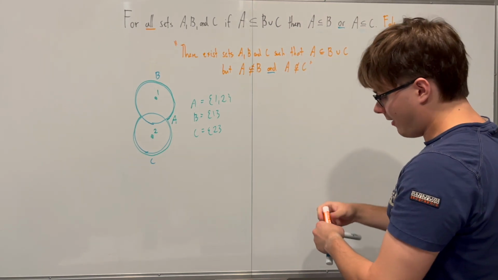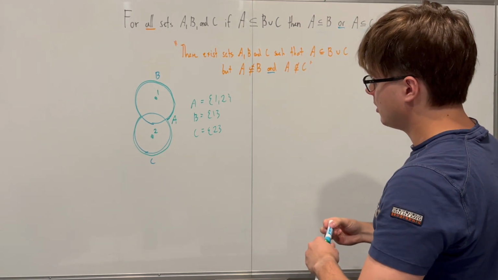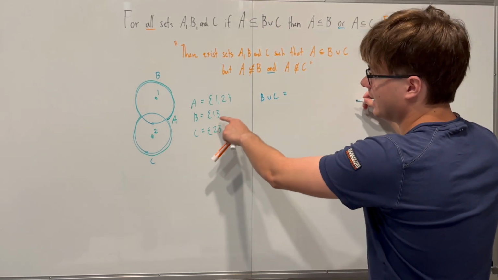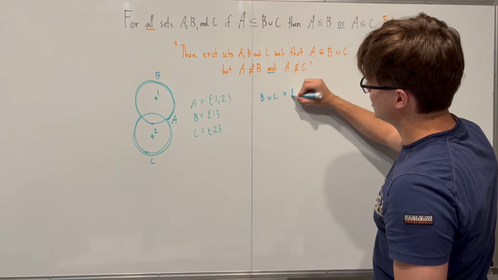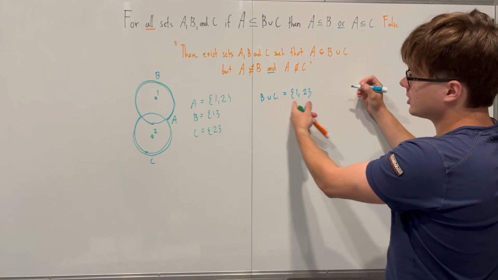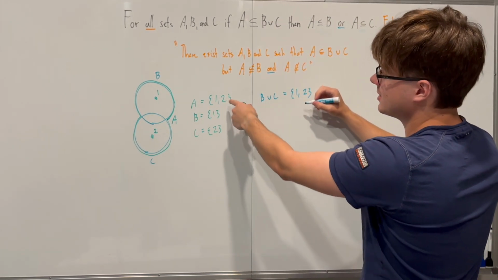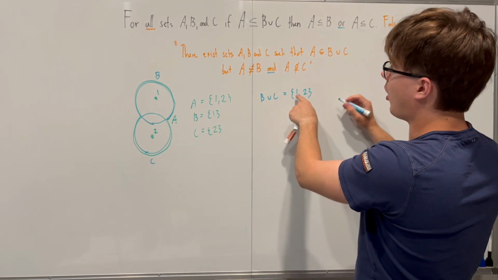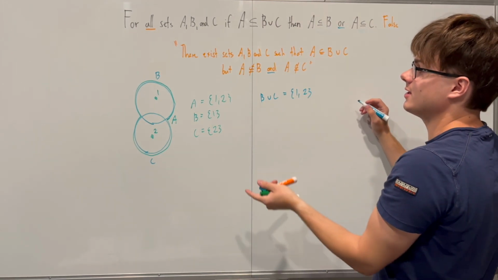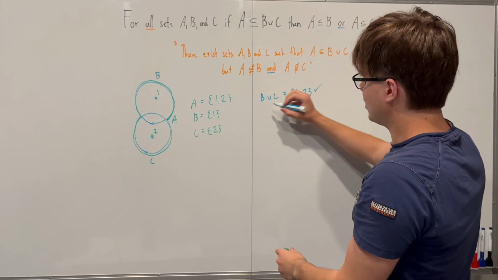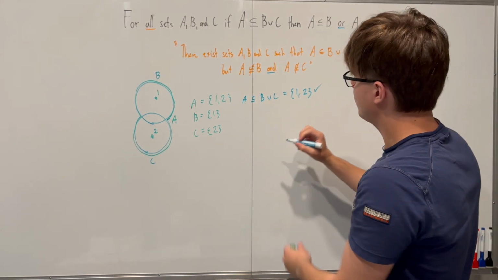Okay, well, obviously the union between B and C is going to be every element in B and every element in C, which is going to be 1 and 2, which is clearly going to be, A is going to be a subset of this, because every element in A, 1 and 2, is also going to be in this set, 1 and 2. Okay, and then what do we find? Well, since we found that this is going to be true, right?